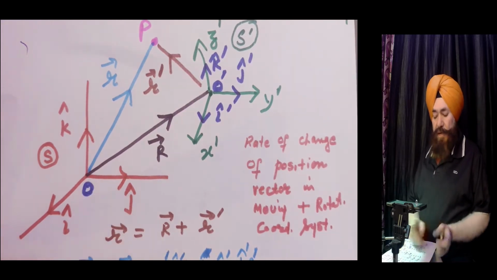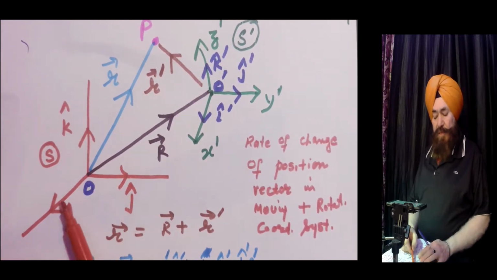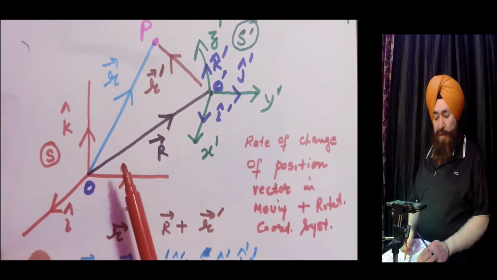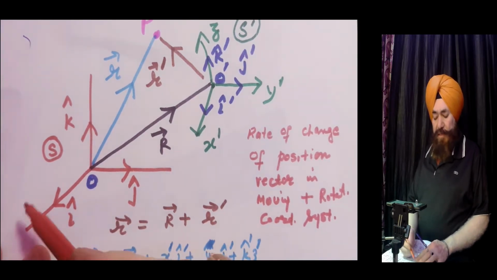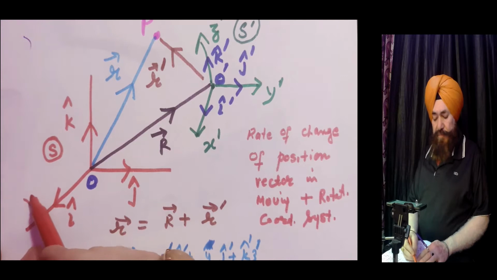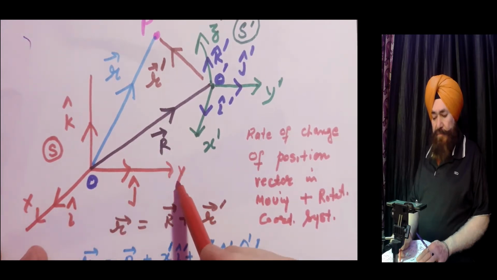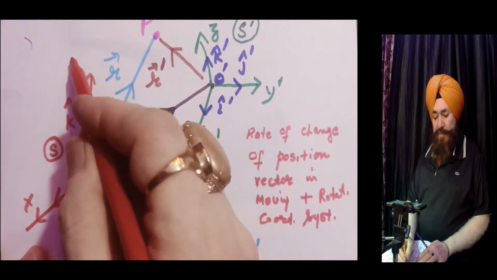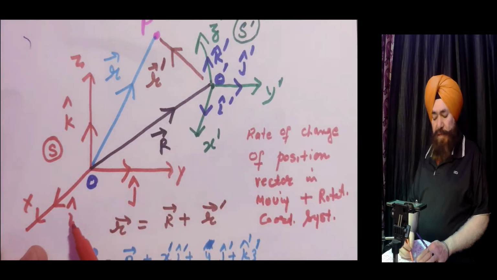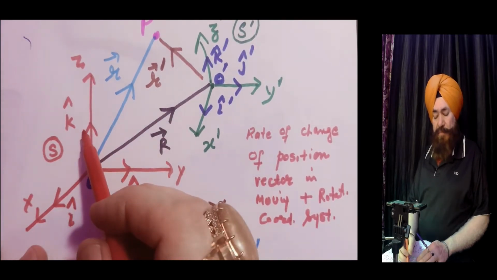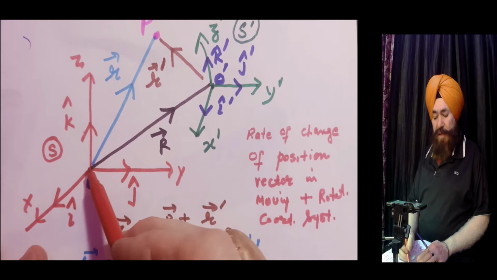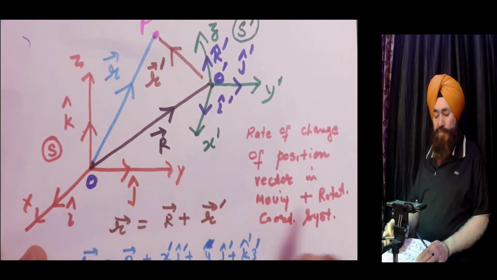This is our red frame. This is fixed, having this x-axis, y-axis, z-axis, and unit vectors i cap, j cap, k cap. This is fixed, and the origin is O.